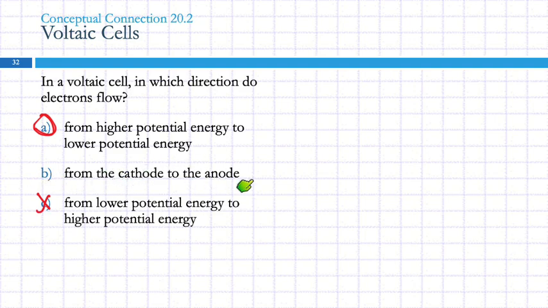But then we also have to look at this one. Well, from the cathode to the anode, which is positively charged, the cathode or the anode? The cathode is positive because cations are positive. The anode is negative because anions are negative. Do electrons go from positive to negative? No, they don't.